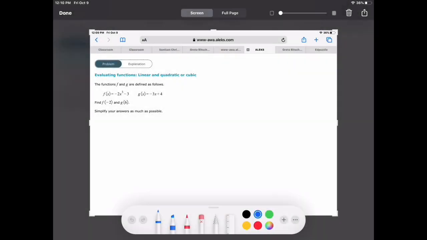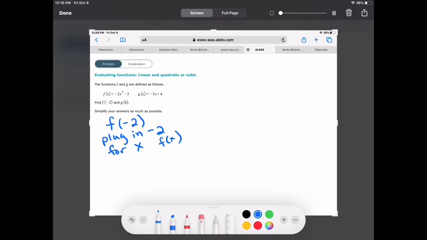Here's an example of this: evaluating functions, linear and quadratic or cubic. Don't let all the notation and fancy language get you confused. If I ask you for the f of -2, it's just a fancy way of saying plug in -2 for the x in the f of x equation.